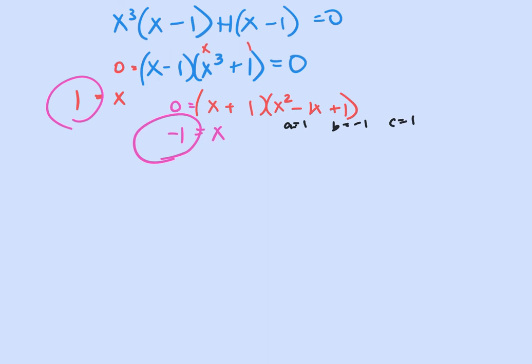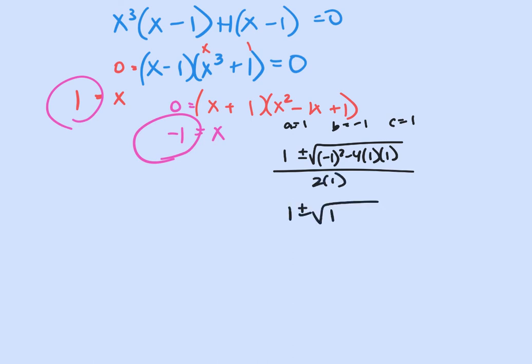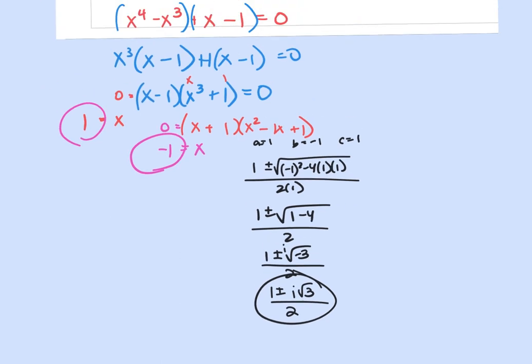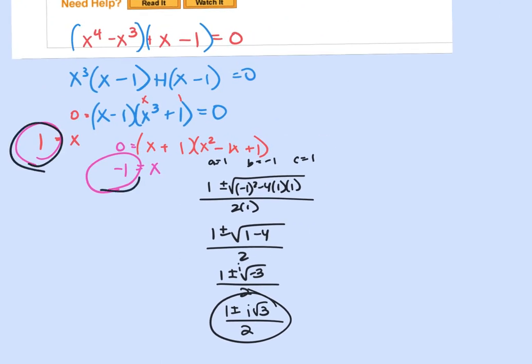So I get negative b, which would be negative b plus and minus the square root of b squared minus 4 times a times c, all over 2 times a. 1 plus and minus the square root of 1 minus 4 over 2. And then you got to take out the i. So 1 plus and minus i root 3 over 2. So there are 4 answers, okay? The 1, the negative 1, 1 minus i root 3 over 2, and 1 plus i root 3 over 2.